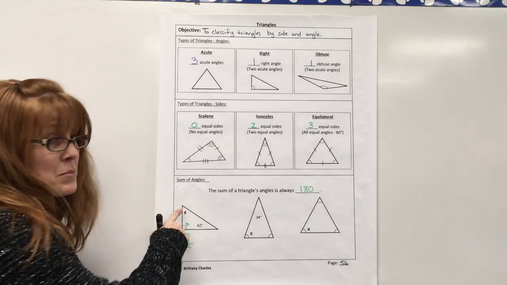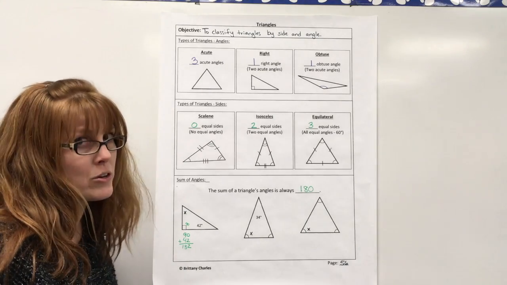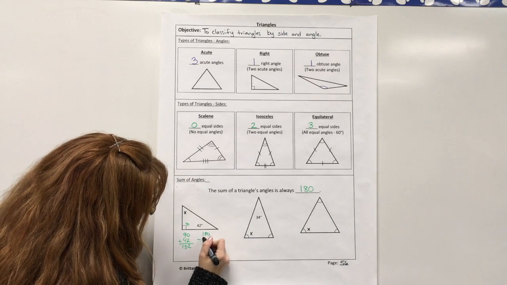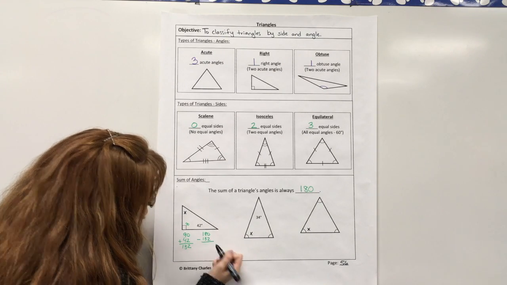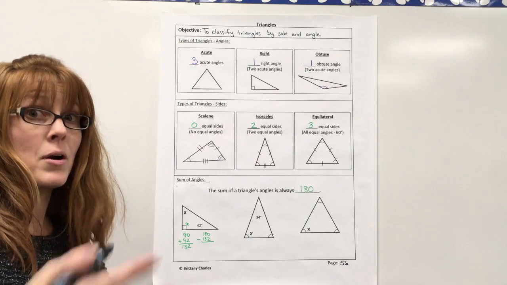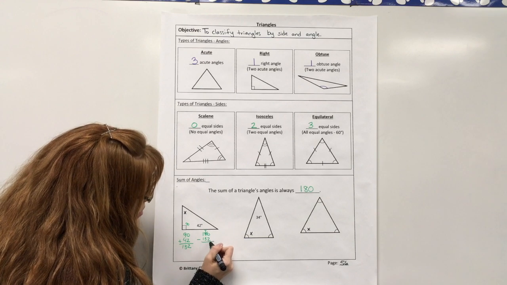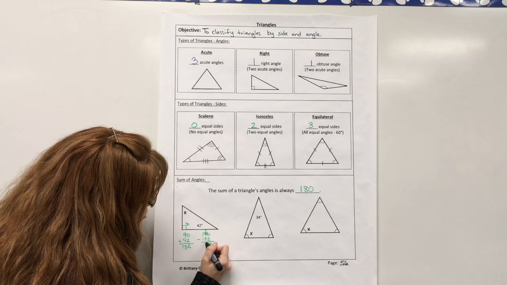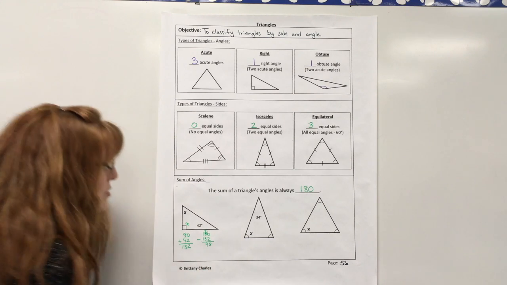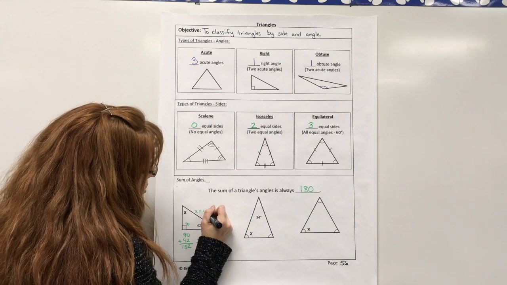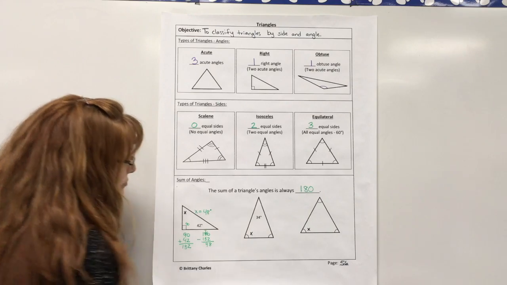Now, I already know it has to be acute, so if I get something over 90, I know I made a mistake. So 180 minus 132. Make sure you're being careful when you're subtracting and borrowing when necessary. So 8 would turn into a 7, 10 minus 2 is 8, 7 minus 3 is 4, and 1 minus 1 is 0. So that means that x is equal to 48 degrees.